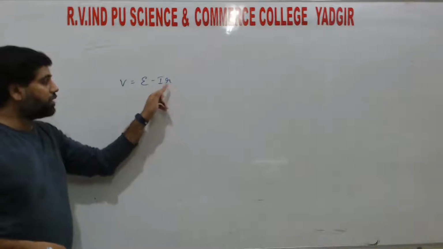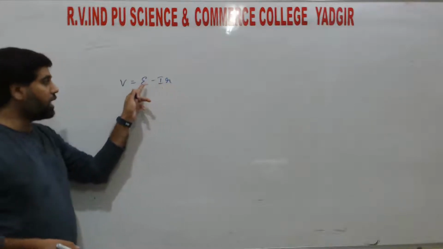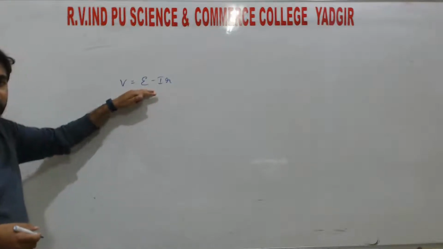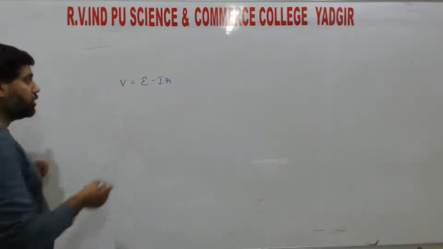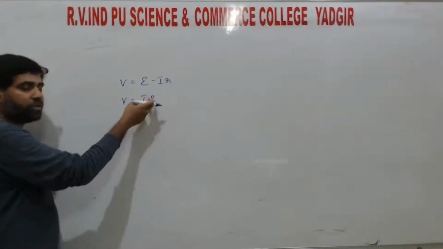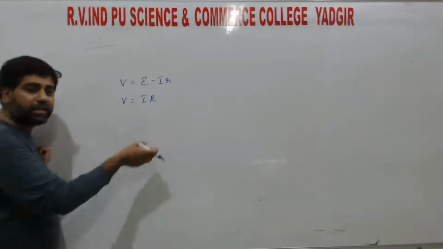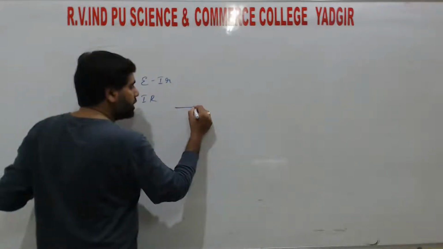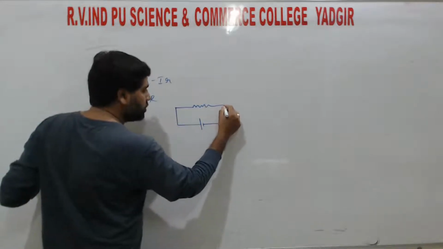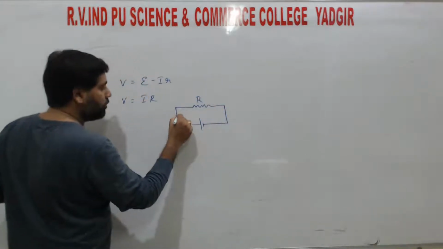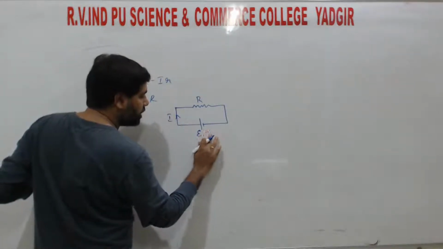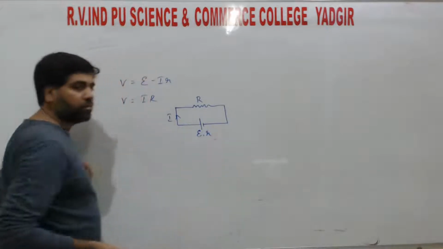So small r is the internal resistance, I is the current flowing, E is the EMF of the cell and V is the potential. From Ohm's law we have V = IR. This is the current flowing in the external circuit, where R is the resistance connected across the cell of EMF E and internal resistance r.